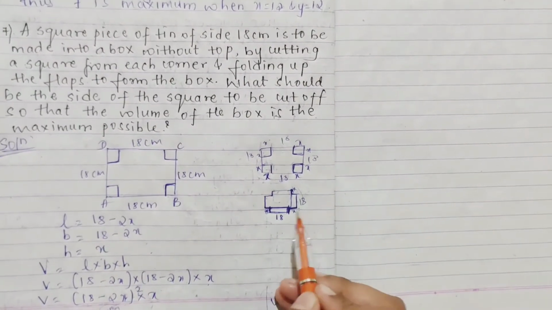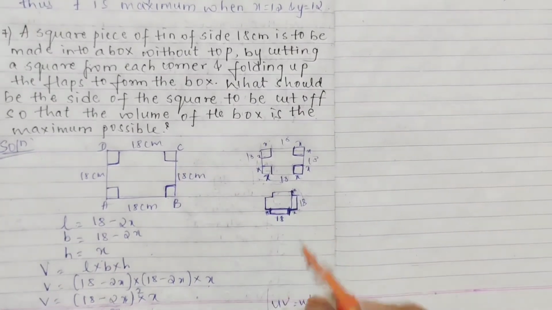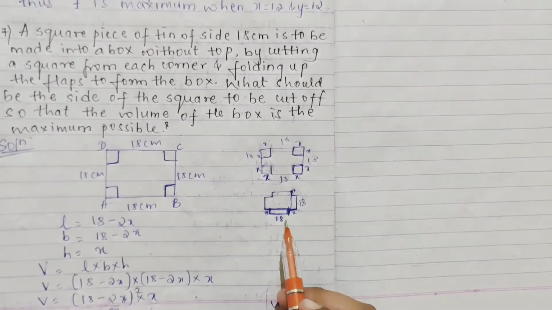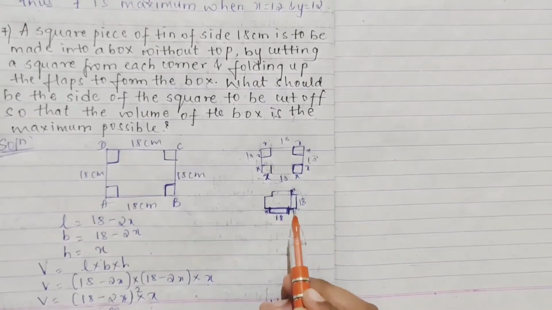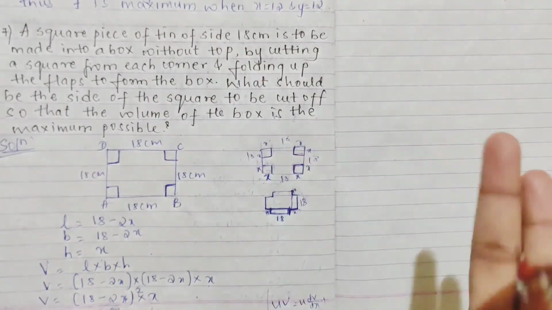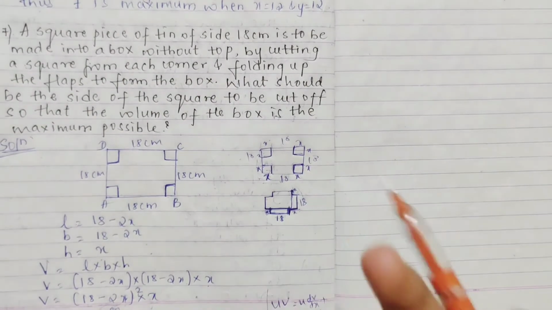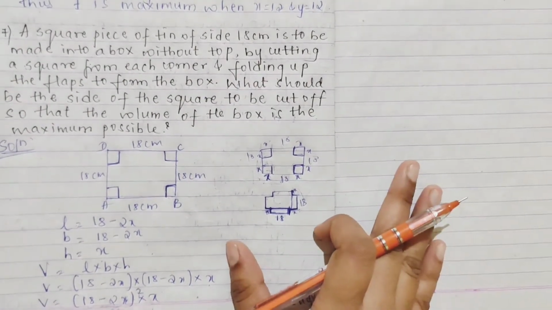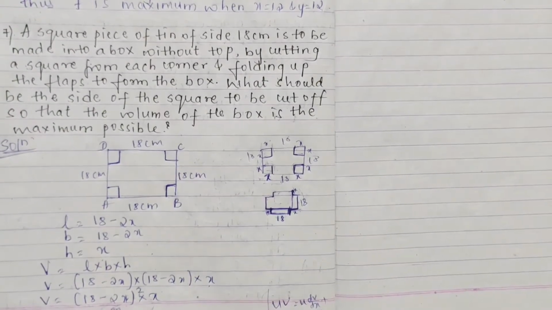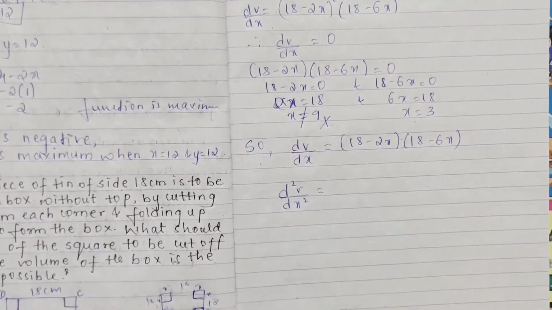So if I cut 3 here, there will be something remaining, right? 18 minus 3, if I cut, then something will remain. If I cut 9 from each side, 9 plus 9 is 18, and the whole paper will go, right? So I'm rejecting 9 and taking x equal to 3. Now we'll apply the double differentiation, put the value 3 and check the nature.